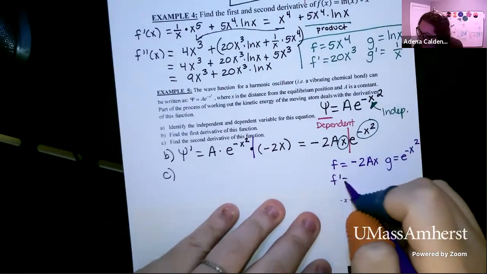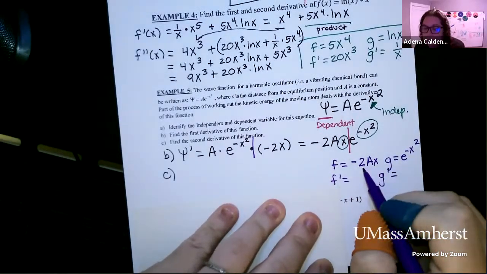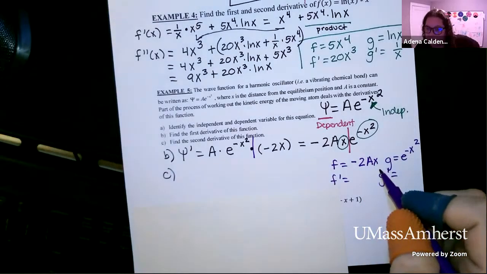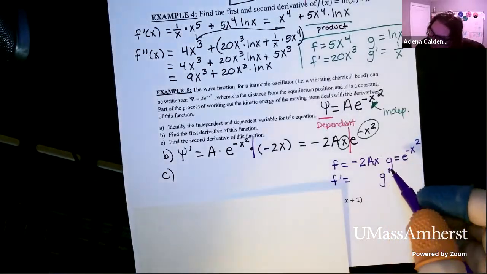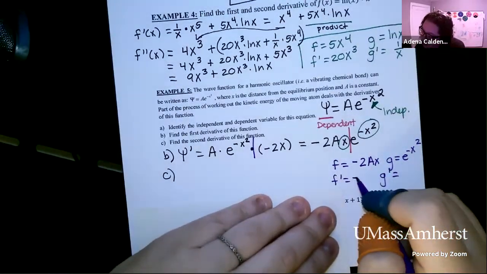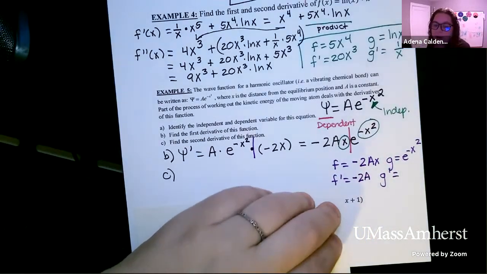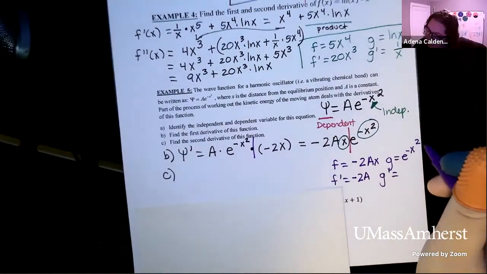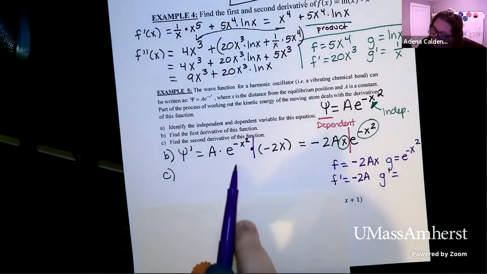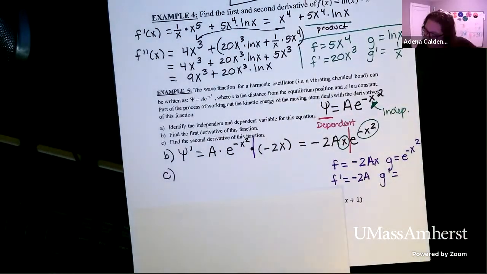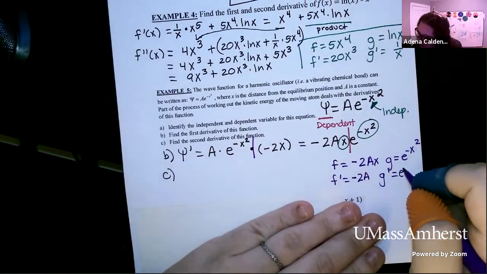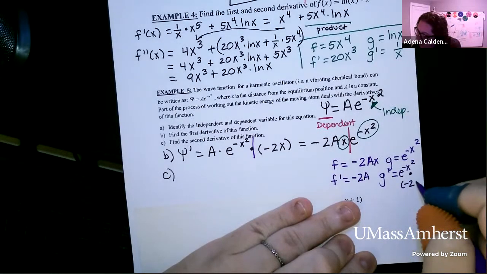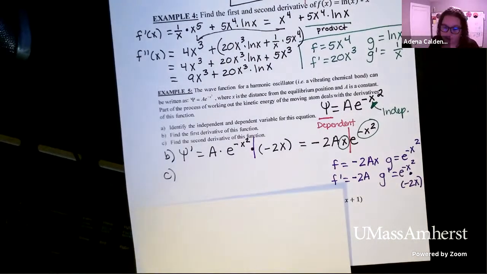So f prime and g prime. Here I have negative 2a times x. If you have a constant times x, that's a linear term since x is raised to the 1 power. So the derivative is just that constant. So the derivative here is just negative 2a. Over here, we have e to the negative x squared. That's similar to the derivative we were working on before. So again, we get the same thing back, e to the negative x squared times the derivative of the power, which is the negative 2x.